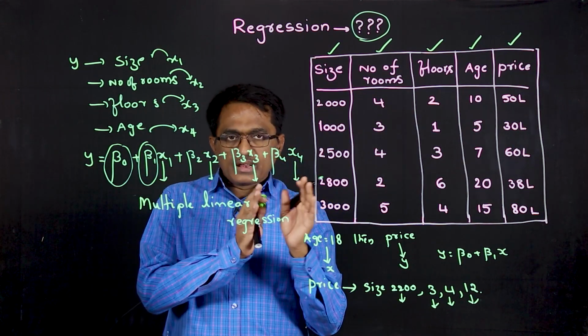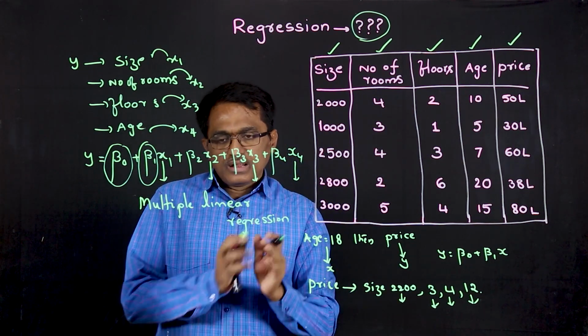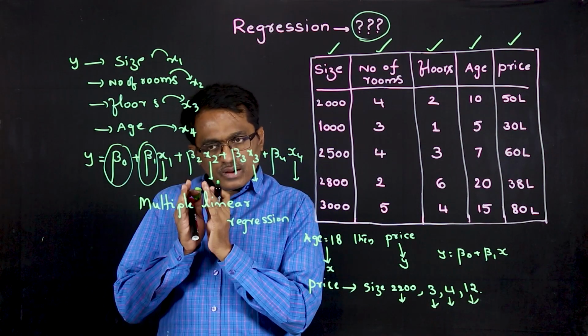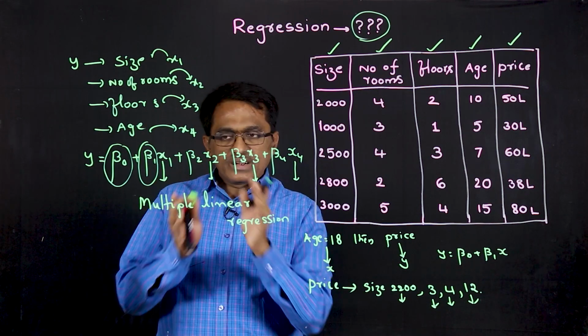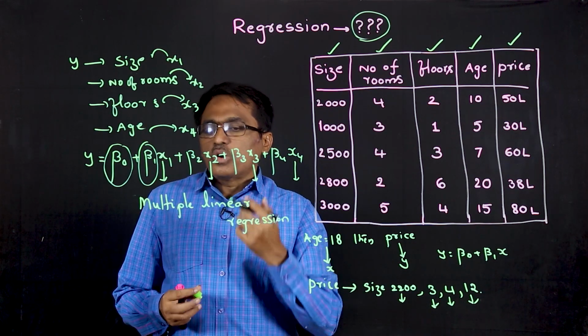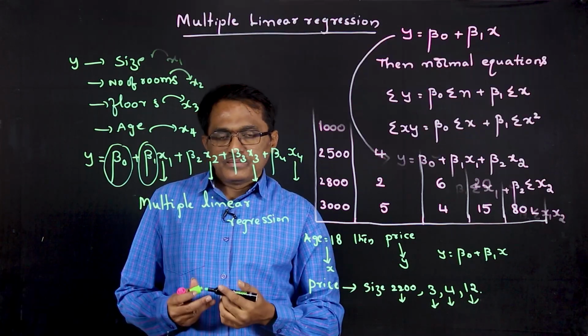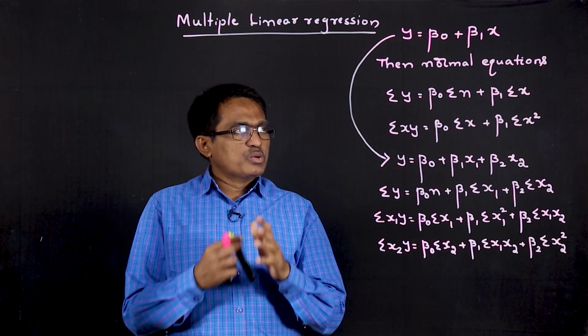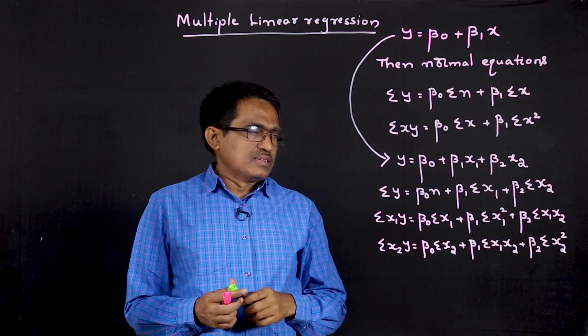to find a linear regression line. Now there is no restriction on the number of independent variables. The number of independent variables can be extended like this. Now how to find this? So we'll see. If multiple independent variables are involved, then how do we try for the linear regression?